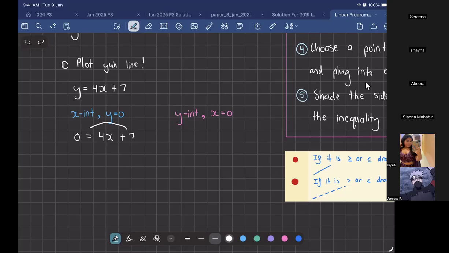So we want to isolate the 4x, right? So to isolate the 4x, we're going to take that 7 and move it across. Now, if I take positive 7 and I move it across, what is that going to turn to? -7. Right, -7.